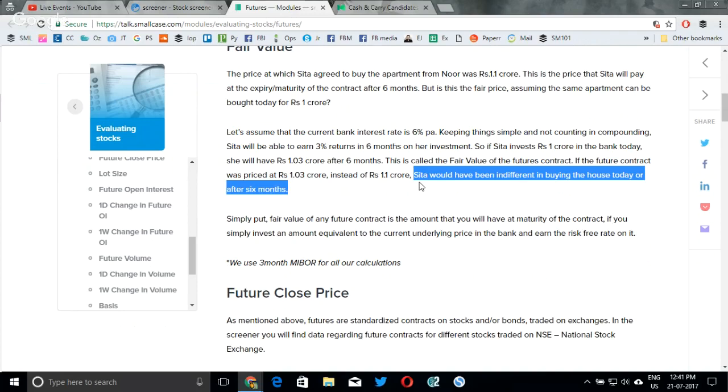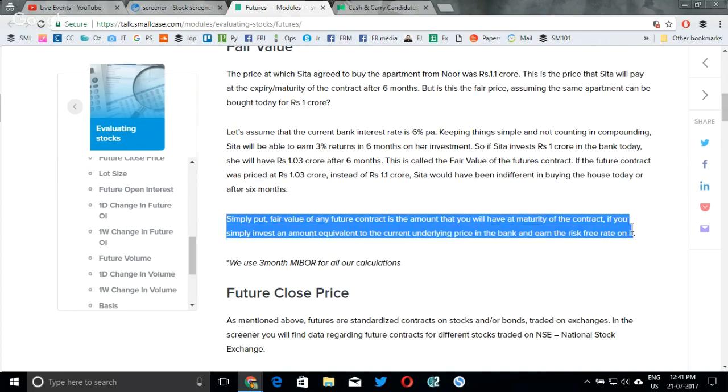That is, you are indifferent in giving X rupees today or 1.03x 6 months down the line, because that's the risk-free return that you can anyways earn by giving your money to any of the banks. Now this becomes the fair value of any of the future contracts. So what we can infer from this discussion is that, simply put, the fair value of any future contract is the amount that you will have at the maturity of the contract if you invest an amount equivalent to the current underlying price in the bank and earn the risk-free rate.